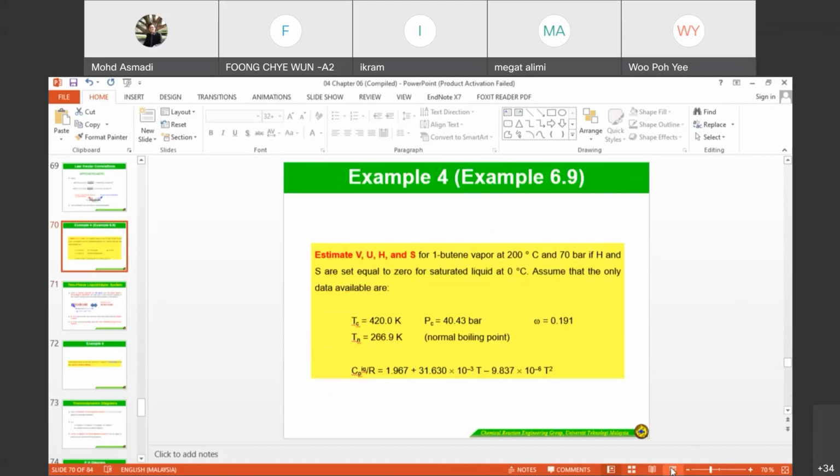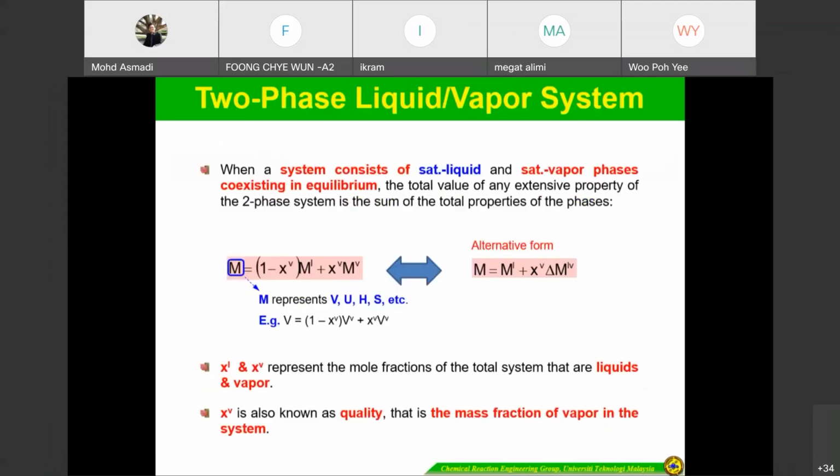So let's move to the two-phase liquid and vapor. This is important to determine the fractions because you deal with the vapor and liquid, right? When the system consists of saturated liquid and saturated vapor coexisting at equilibrium, the total value of the extensive property of the two-phase system is the sum of the total properties of the phases. So meaning that there's a fraction there. Maybe 0.5 in the vapor, 0.5 in the liquid phase.